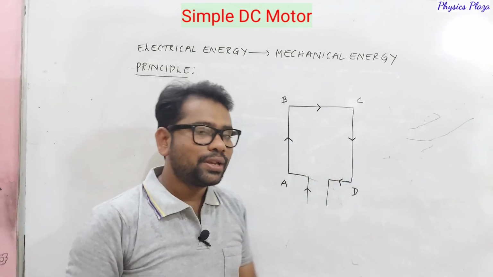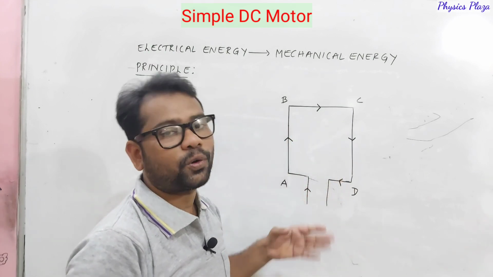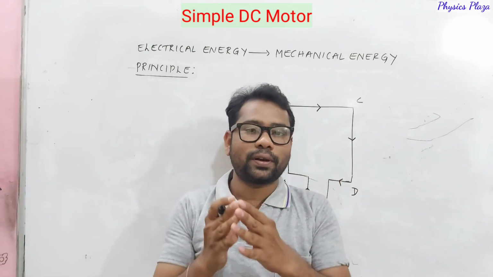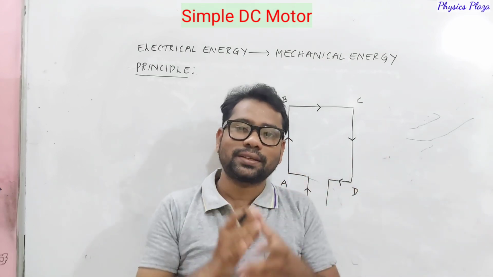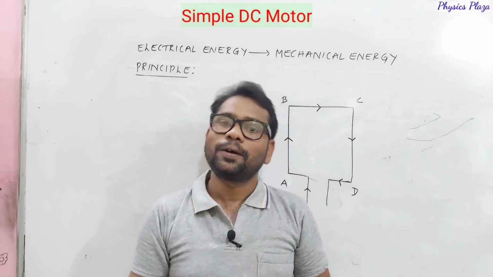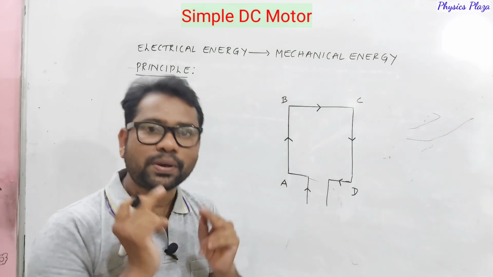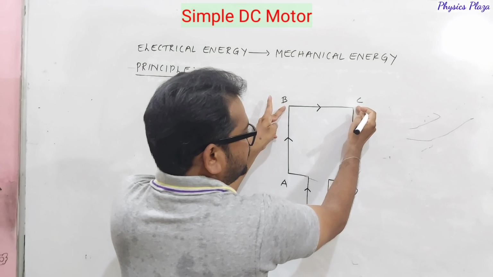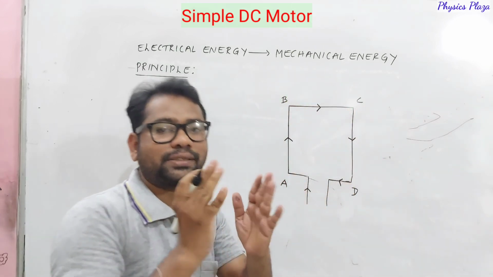Let us take, children, as I said, a rectangular current carrying copper coil. Now, can we assume it as the combination of 4 linear conductors? Obviously we can. AB is one conductor through which current is passing. BC is one conductor, CD is one conductor, and DA is one conductor. So 4 conductors are there.